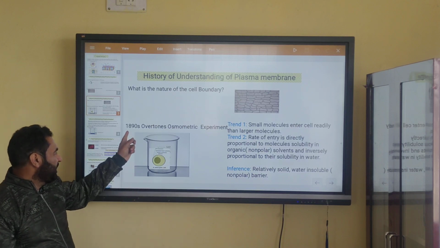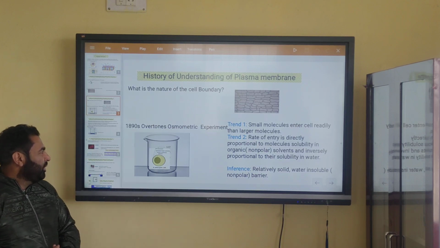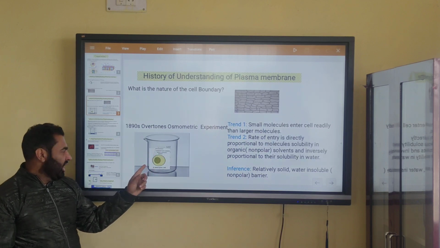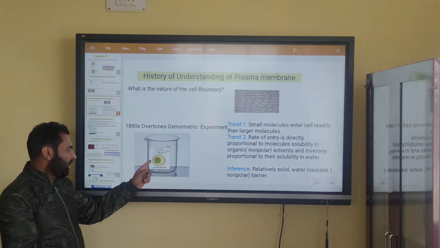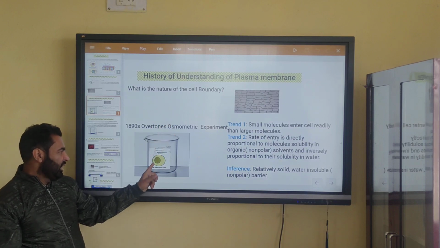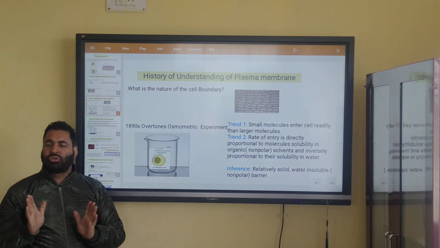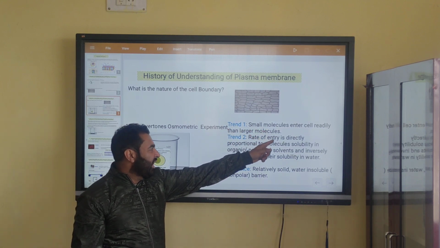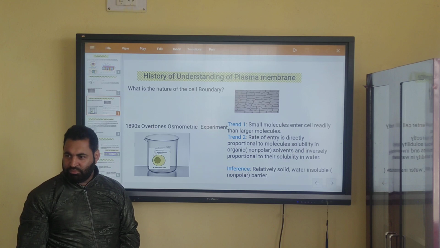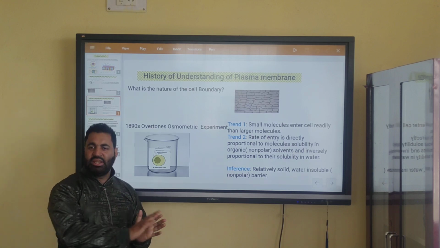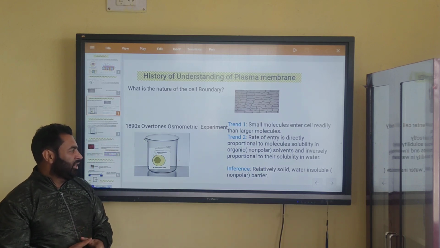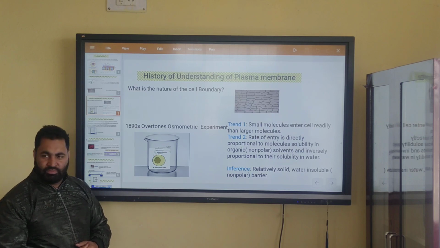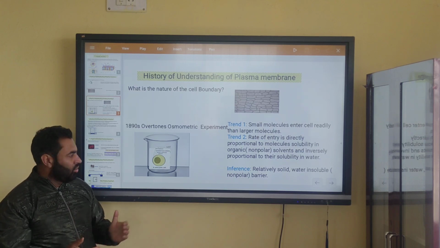So a series of elegant experiments in the 1890s were performed by Overton. He used almost 500 molecules and he used cells as osmometers. These solutes were allowed to pass through this barrier into the cell, and he found two trends. Small molecules enter cells more readily than large molecules. Okay? If a molecule is small, it will easily enter the cell. The second trend is that the rate of entry is directly proportional to solubility in organic or non-polar solvents, and inversely proportional to solubility in polar solvents.